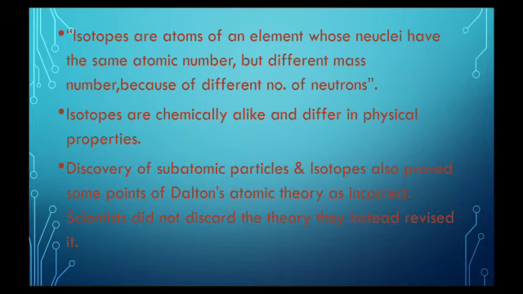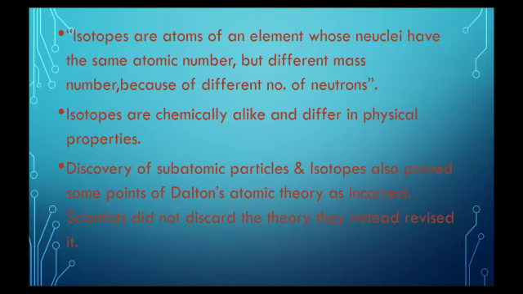Isotopes are chemically alike and different in physical properties. As the neutrons do not take part in chemical reactions, they do not affect the chemical properties of the isotopes. They only affect the physical properties of the atoms of the elements.